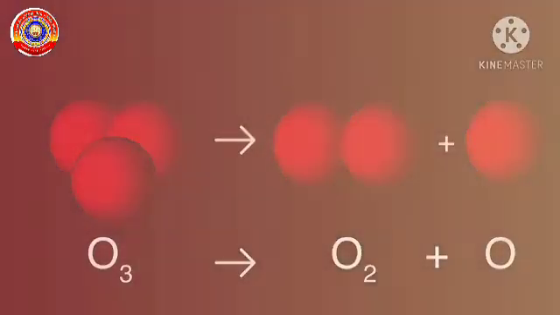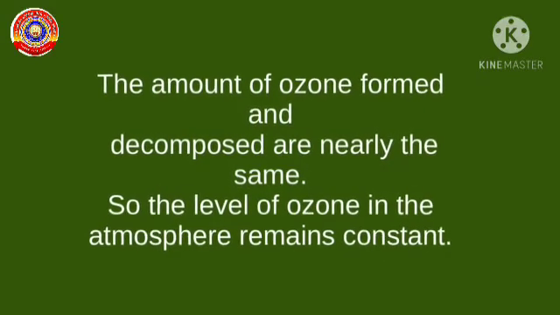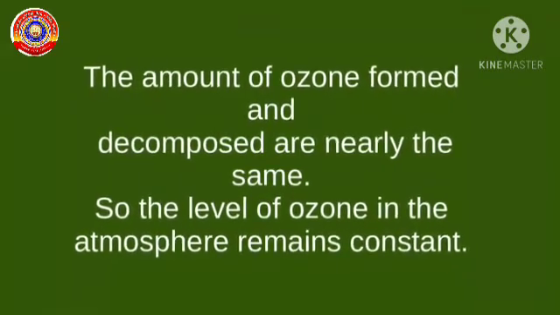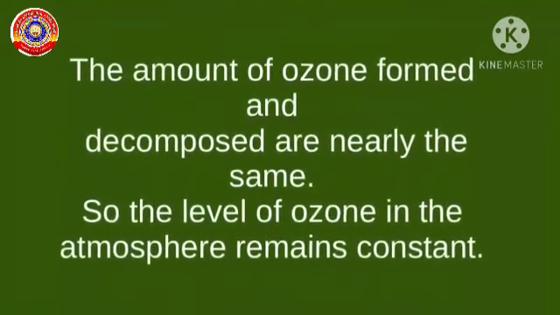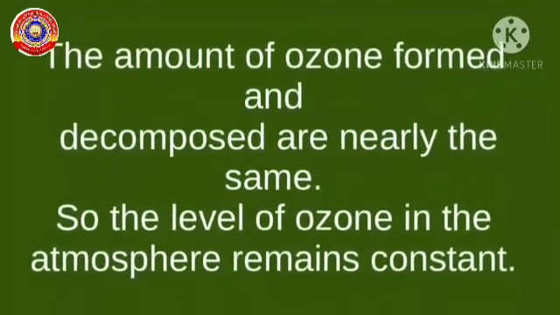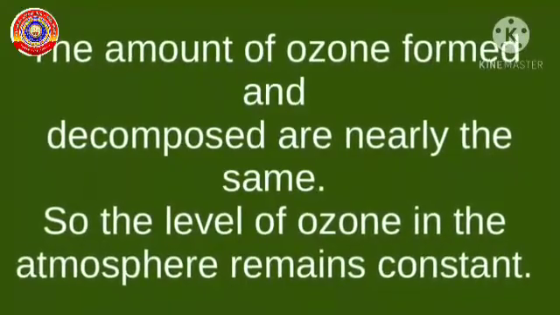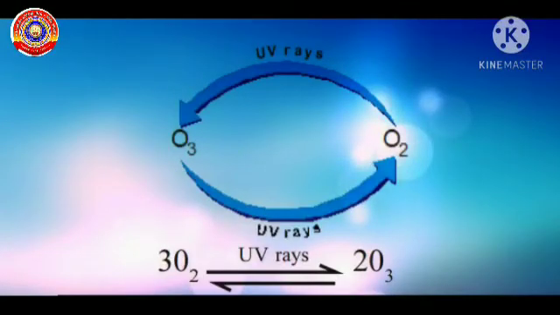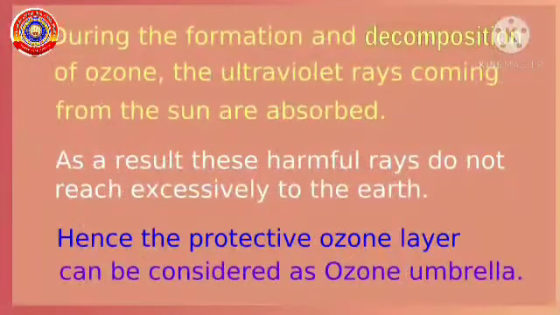So why does the amount of ozone in the atmosphere remain constant? Yes, as I told you, the amounts of ozone formed and decomposed are nearly the same. So the level of ozone in the atmosphere remains constant. The energy for this process is obtained from the ultraviolet rays coming from the sun. Therefore, these dangerous rays do not reach the earth excessively. That is why the ozone layer is otherwise known as the ozone umbrella.